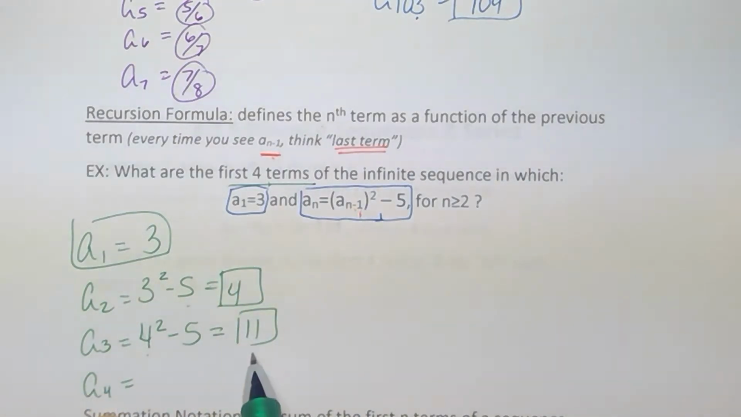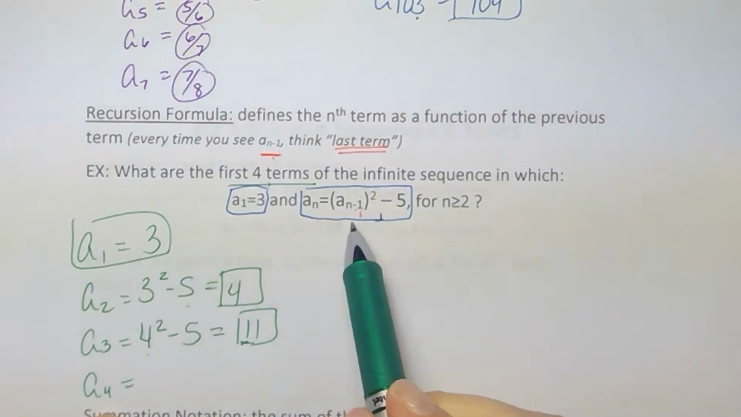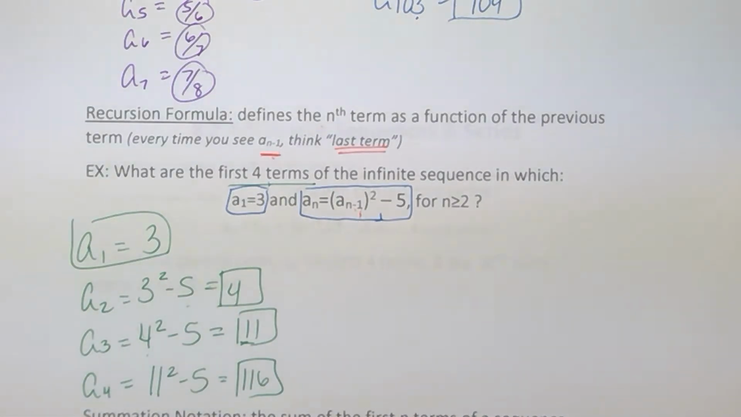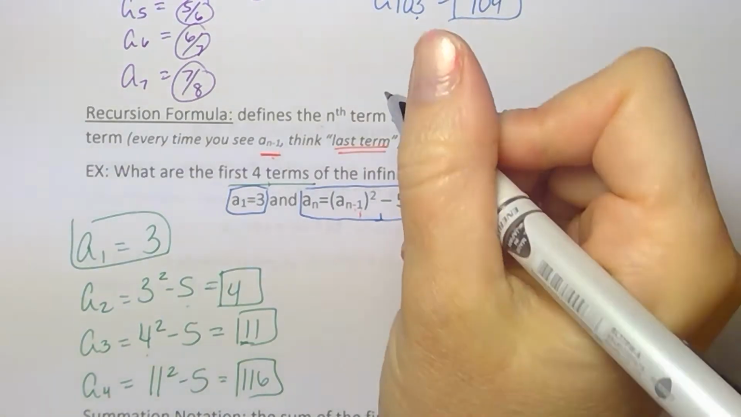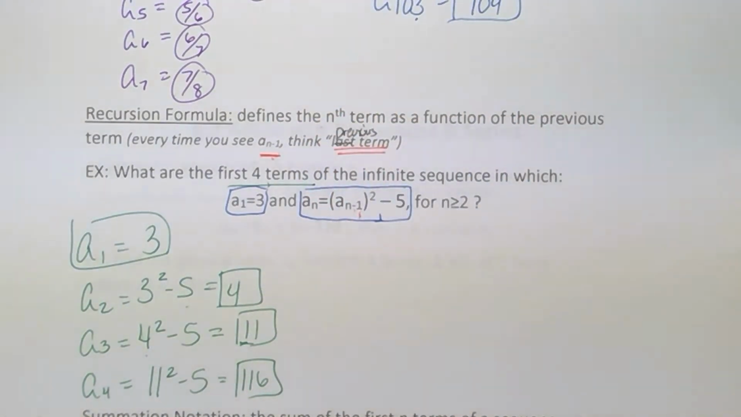Now when I'm finding the fourth term, that third term is my previous term. You start to get the hang of it? So previous term squared minus 5. 11 squared is going to be 121. And 121 minus 5 is 116. And that's my fourth term. So you see, I can keep going forever, but I can't just jump in there and get a term in the middle of the sequence somewhere without knowing the term right before it. You know what? I'm going to go in and change that to previous term because that's the way I like to say that.